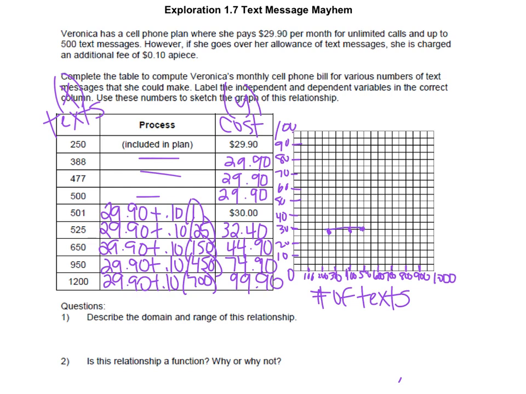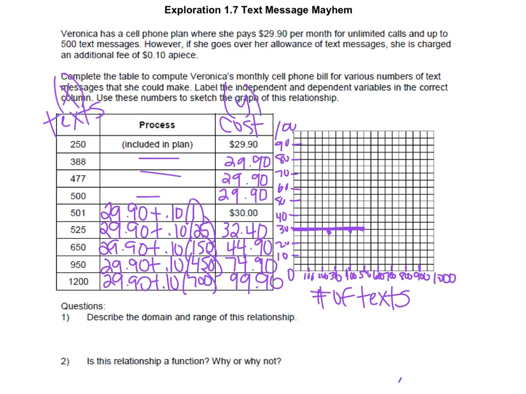Okay, so basically we could just draw this smooth continuous line, because regardless of the number of texts Veronica sends, if it's below 500, she still has to pay $29.90 a month. Okay, now let's start graphing the other half.